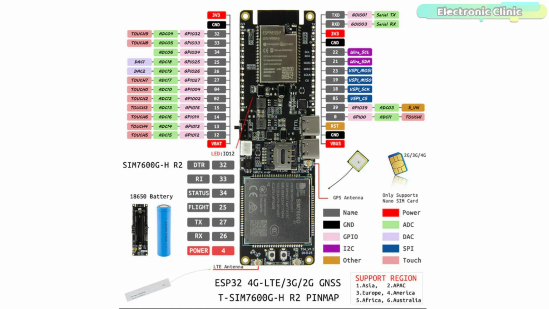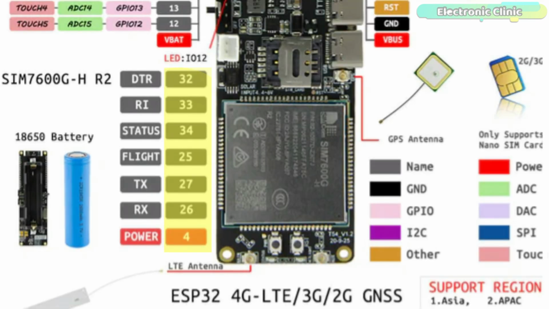And since this module is based on the ESP32 Wi-Fi plus Bluetooth module, I'm sure many of you might already be familiar with its pin configuration. And if not, then you can watch my getting started video on the ESP32 Wi-Fi plus Bluetooth module. Anyway, these are the pins to which the SIM7600GH module is connected. So make sure you don't connect any kind of a sensor or output device to any of these pins.